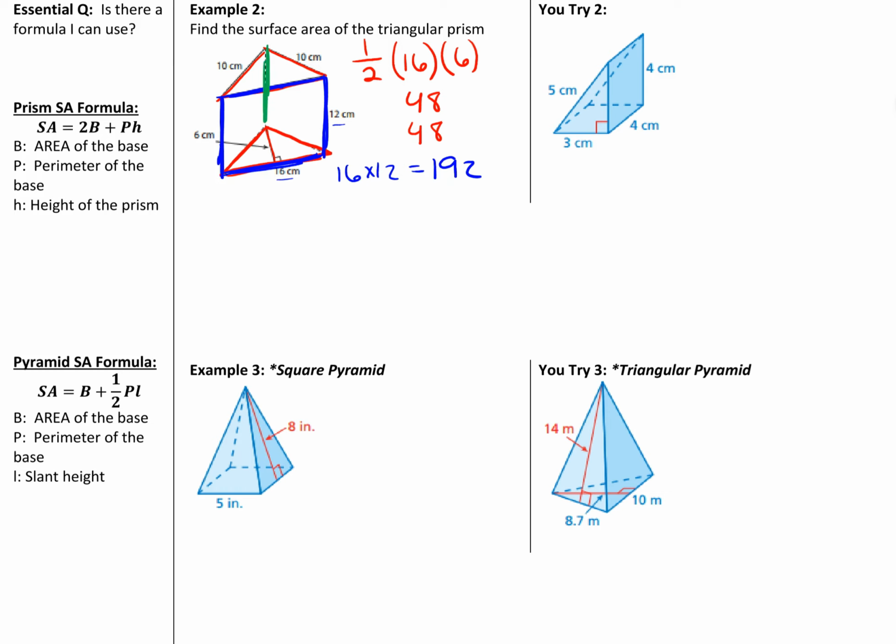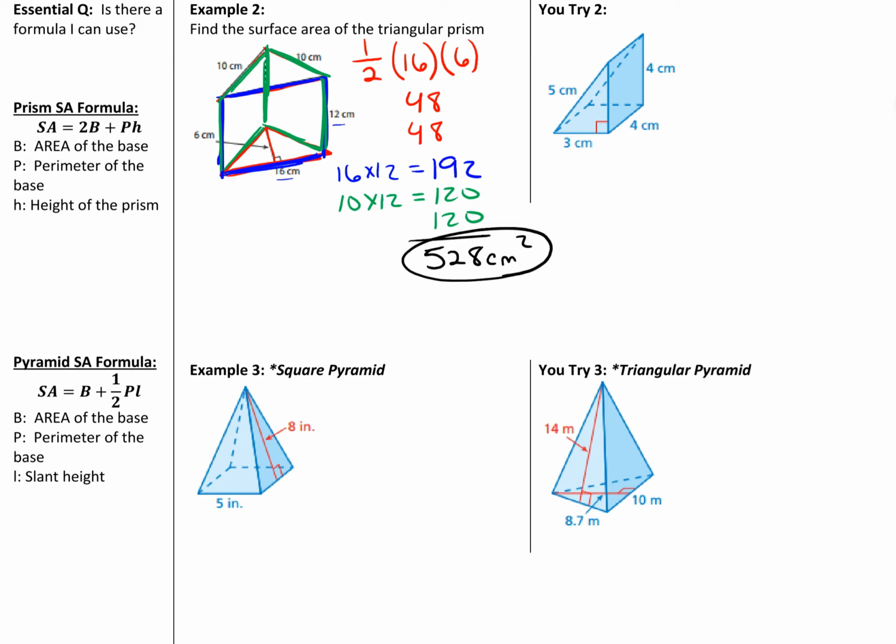And then back here we have two faces that actually have the same dimensions, 10 and 12. 10 times 12 is 120. And remember, two faces that add up to that are both 120. And so if we add all of that up together, we get a total area of 528 centimeters squared.